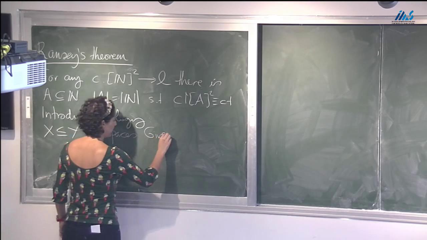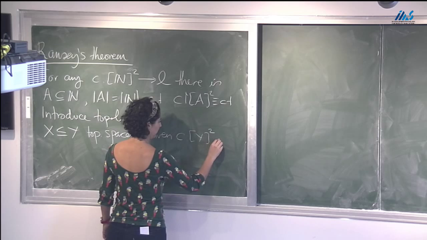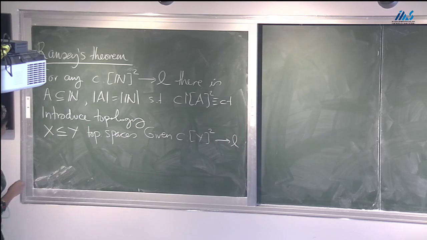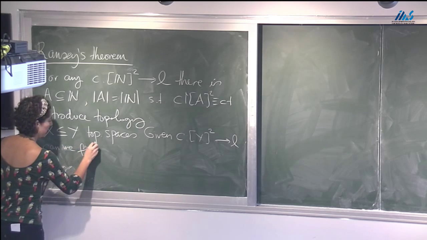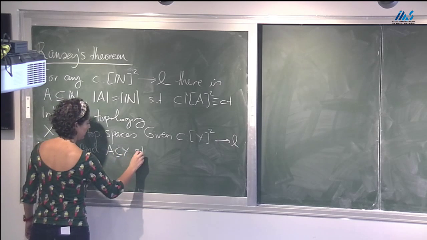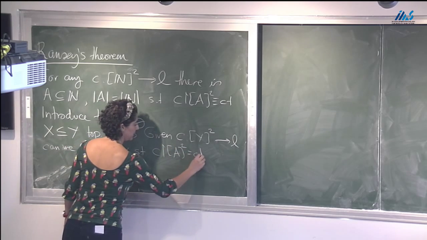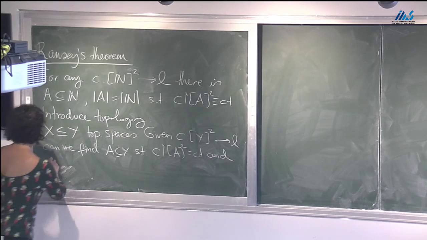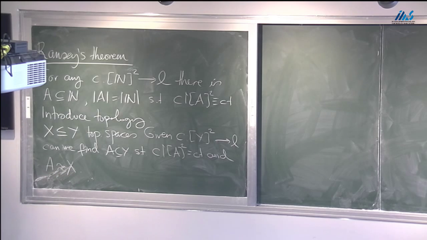And we want to ask the same question. Given a finite coloring of Y, can we find some A subset of Y such that C restricted to the pairs of A is constant and A is homeomorphic to X? So this is homeomorphism. In general here we are asking for a lot more, because we don't just want to say something about the cardinality of the monochromatic set, but also about its topological structure.